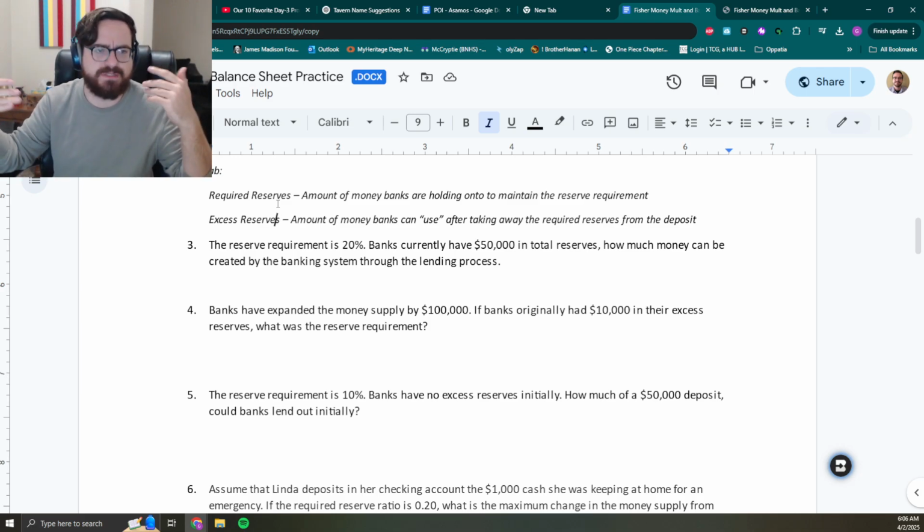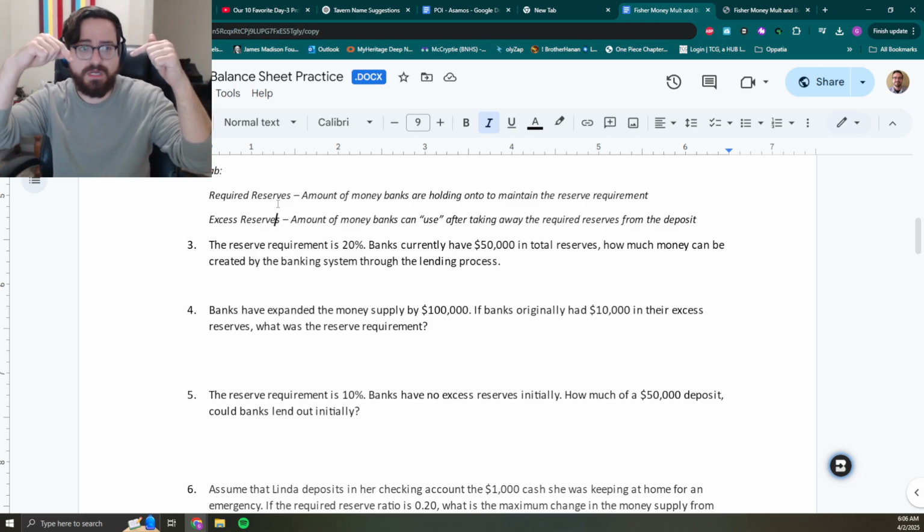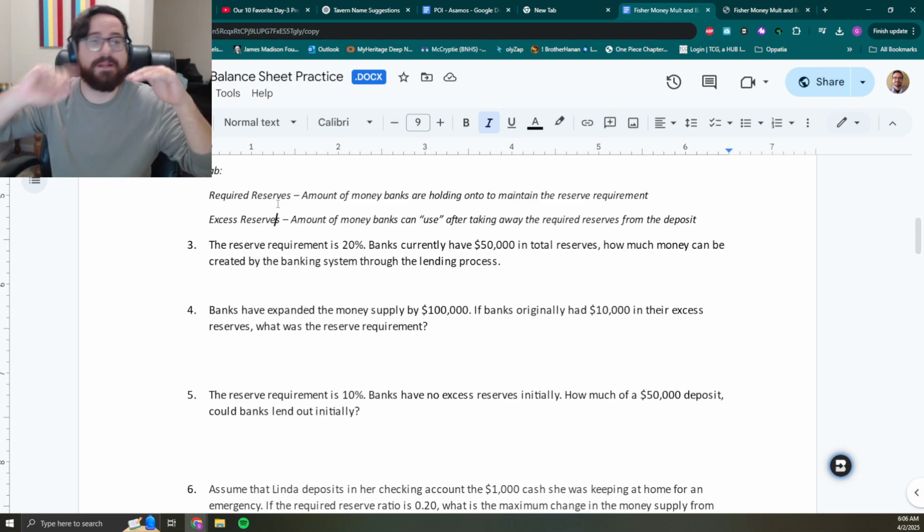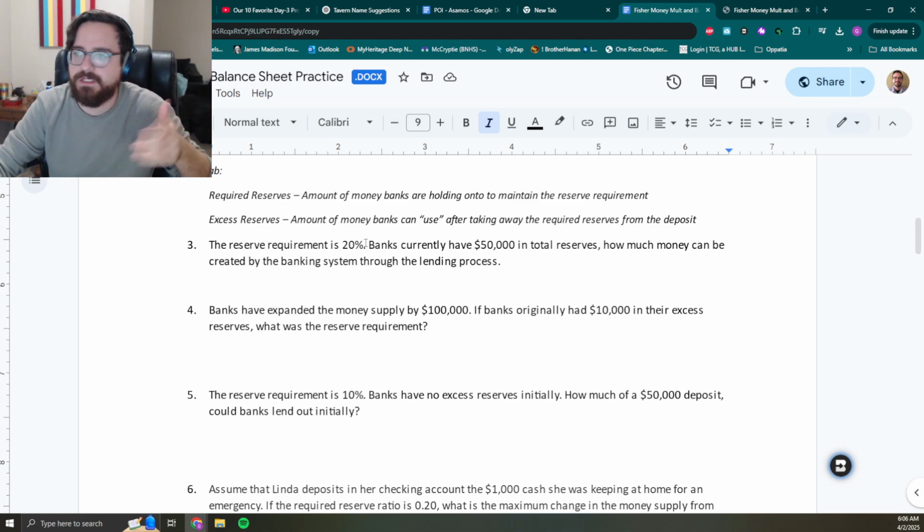Think of your deposit, as I mentioned in class, as being split into 2 chunks, excess and required. Now these make up total reserves, normally 90-10, but the questions here, as you'll see, use different reserve requirements just to make sure you understand the concept and fractions and stuff like that.